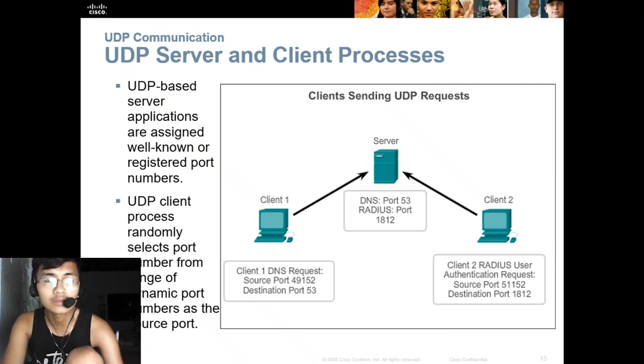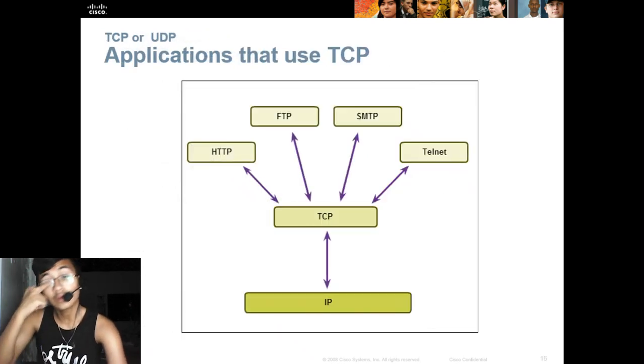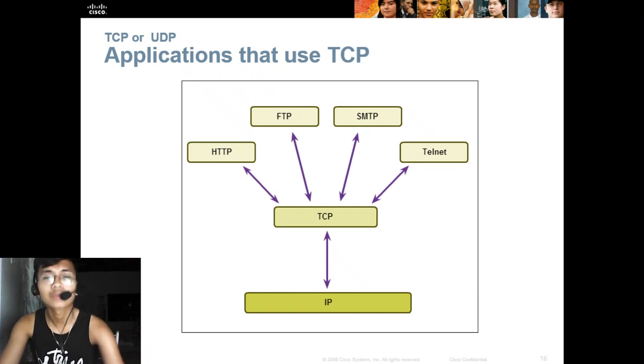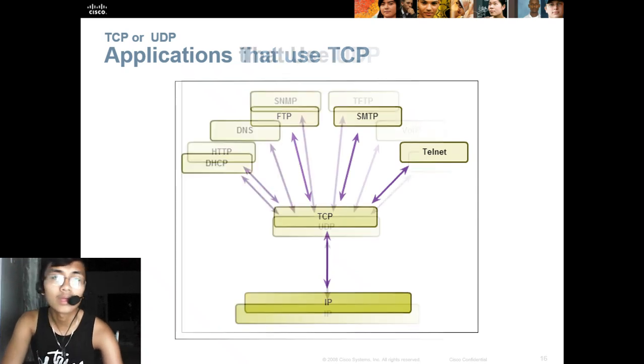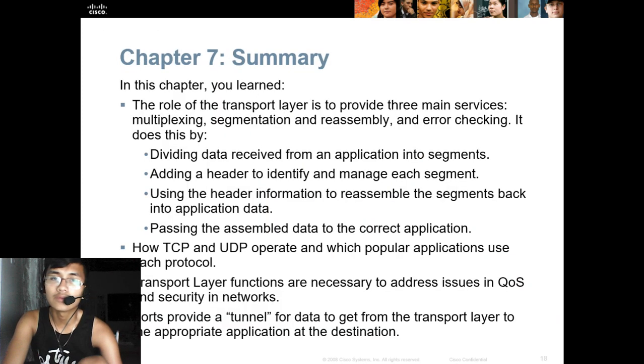UDP server and client processes. UDP-based server applications are assigned well-known or registered port numbers. The UDP client process randomly selects a port number from the range of dynamic port numbers as the source port. These are the applications that use TCP. From IP, TCP also uses HTTP, FTP, SMTP, and Telnet. For UDP, starting from IP, it also uses DHCP, DNS, SNMP, TFTP, VoIP, and IPTV.